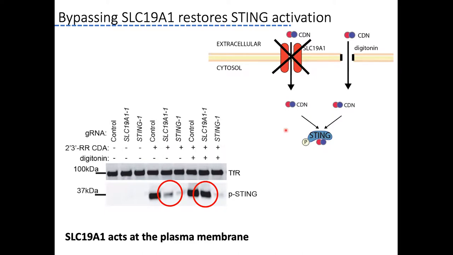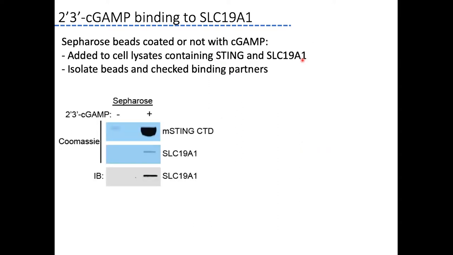So this suggests that cGAMP, or CDNs, can directly bind SLC19A1 if it is the transporter. And to test this, we used Sepharose beads that were coated or not with cGAMP. And then we added those beads to cell lysates that contain STING and SLC19A1. And STING is a control, because we know that cGAMP should be able to bind STING with very high affinity. And then we isolated the beads and checked for the binding partners.